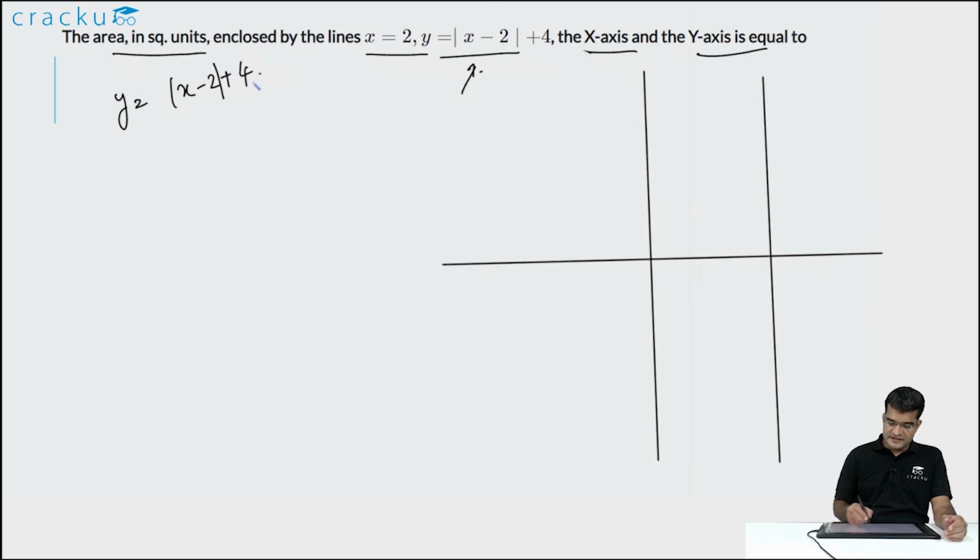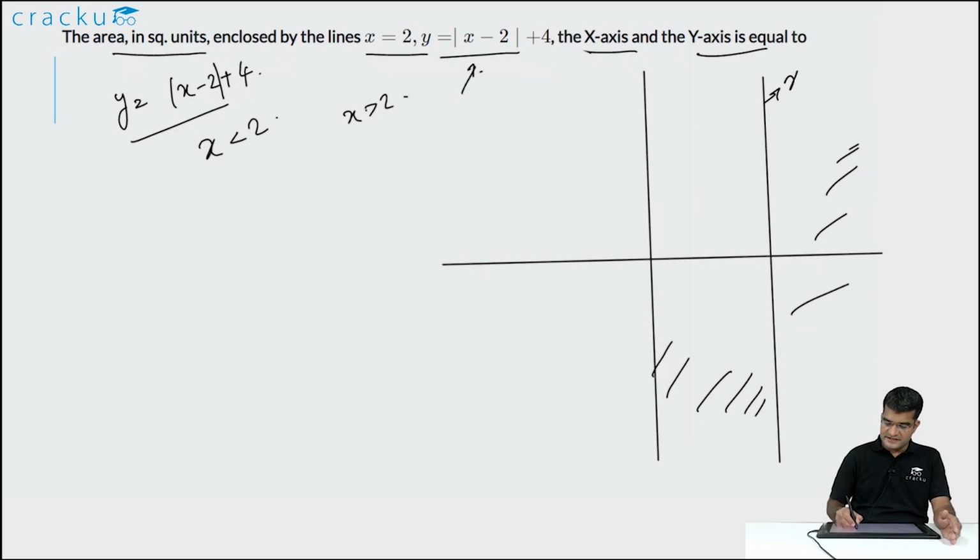Now, as we are only concerned with the area which is between x is equal to 0 and x is equal to 2, that is y axis and x is equal to 2, we can only consider the case in this modulus where x is less than 2. Because when x is greater than 2, the area will be to the right of the given line, x is equal to 2, and is irrelevant to this question. So, in this particular case, let us try to draw the graph of the line y is equal to modulus of x minus 2 plus 4, where x is less than 2.